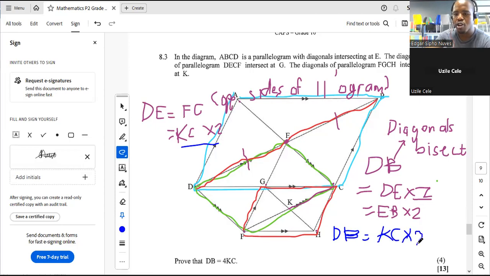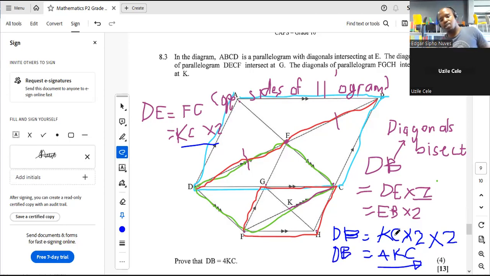So DB is equal to KC times 2. We replaced the DE with KC times 2, then there's another times 2 that we originally had there. Then 2 times 2 is 4, and 4 times KC is 4KC. Then we are done. That arrow means in mathematics that we are now done. So that's the final answer. Are there any questions you have on how to approach this question?